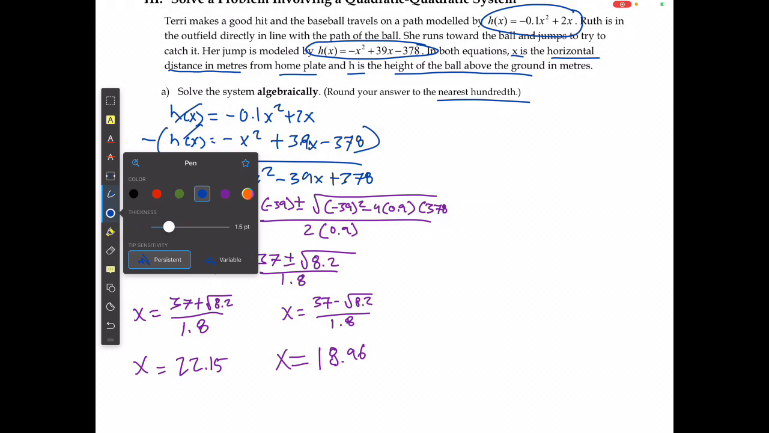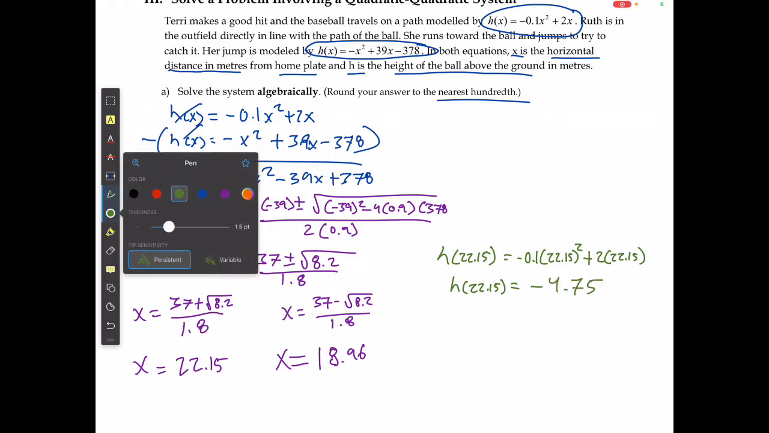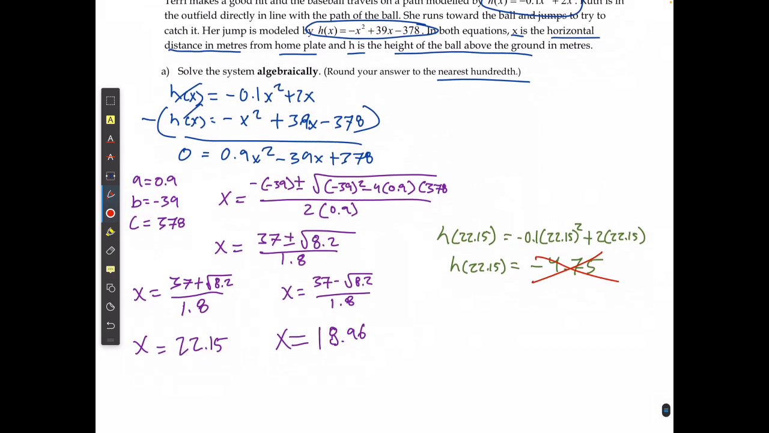So I'm going to solve for what the height would be in this case. I'm going to say, well, my first possibility, the height is 22.15. And it's going to be negative 0.1 times 22.15 squared plus 2 times 22.15. The height at 22.15 is equal to negative 4.75. This doesn't make any sense given my problem. If that's the height above ground, I'm not digging into the ground.